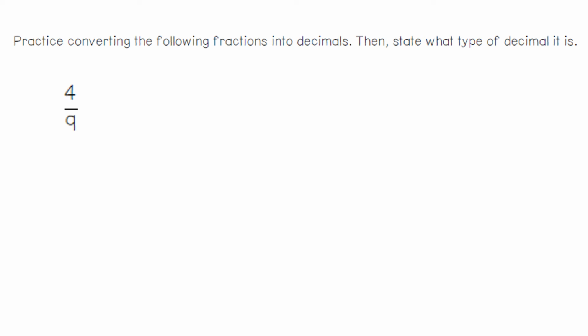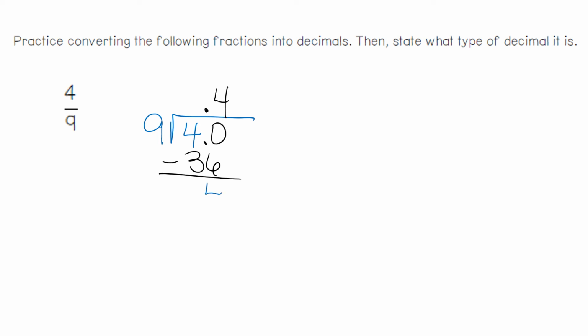4/9, changing it to a decimal, we would take 9 and divide it into 4. We do need to add a decimal and a 0 because 9 will not go into 4 evenly. So 9 into 40, 9 will go into 40 4 times. 4 times 9 is 36. That didn't come out even, so we need to subtract here and get 4. Add a 0 and keep going.